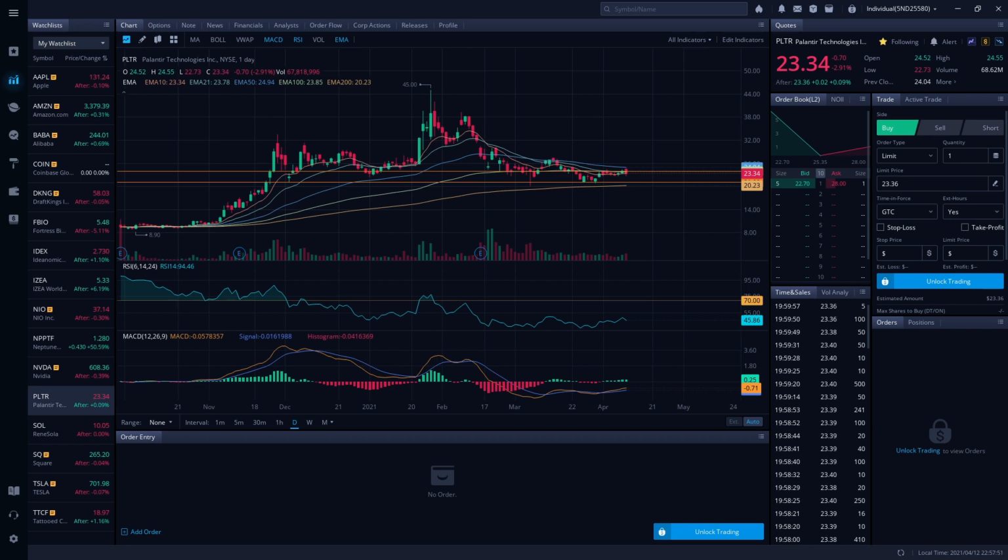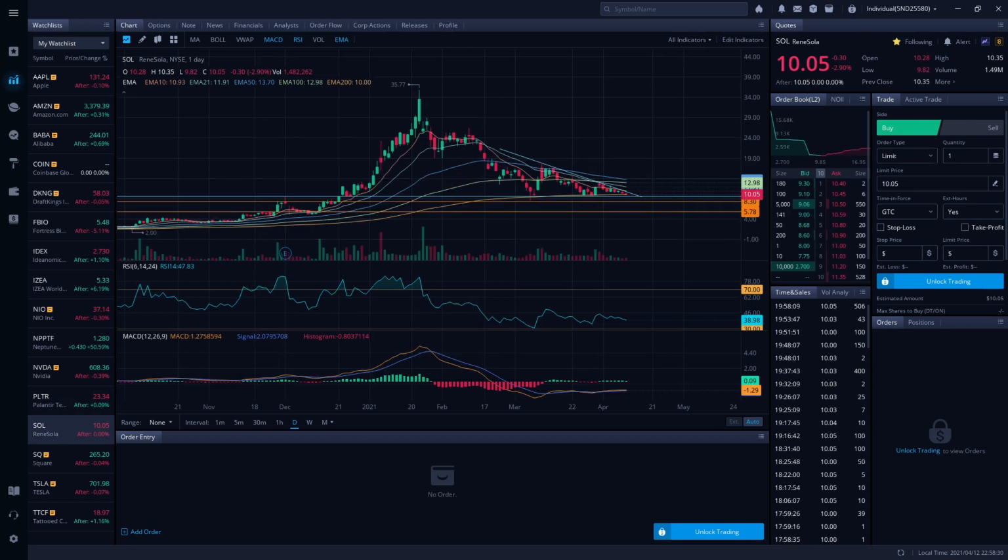Now technically, I can see how PLTR held support and closed above the 10-day EMA. That is bullish. The MACD and RSI also continue to rise, which is bullish. The bullishness is weak, but it is there. I agree with Chris saying PLTR remains a buy at current prices.